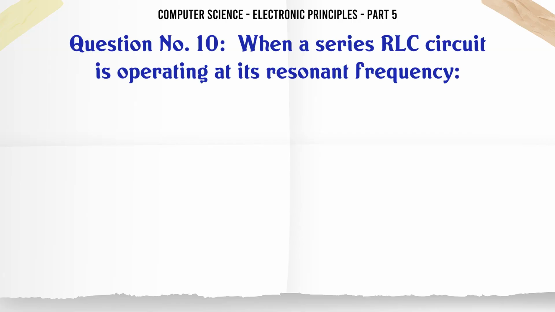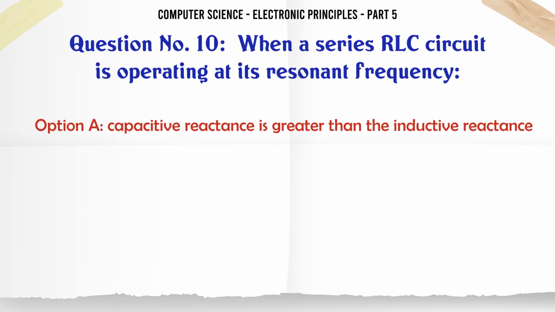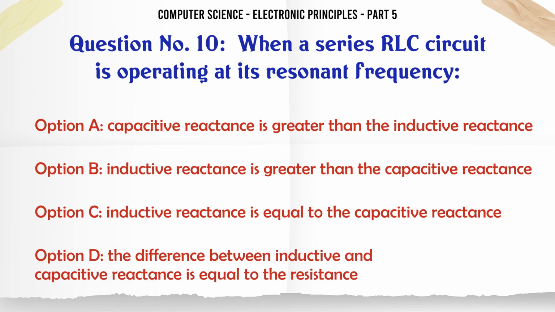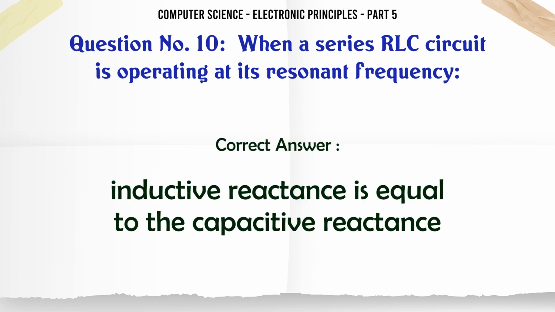When a series RLC circuit is operating at its resonant frequency, A. Capacitive reactance is greater than the inductive reactance. B. Inductive reactance is greater than the capacitive reactance. C. Inductive reactance is equal to the capacitive reactance. D. The difference between inductive and capacitive reactance is equal to the resistance. The correct answer is inductive reactance is equal to the capacitive reactance.